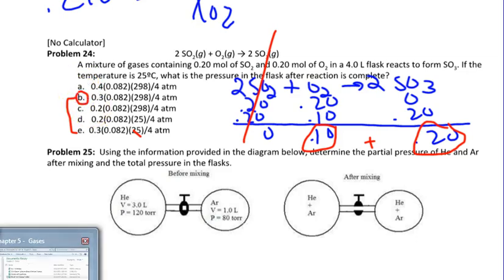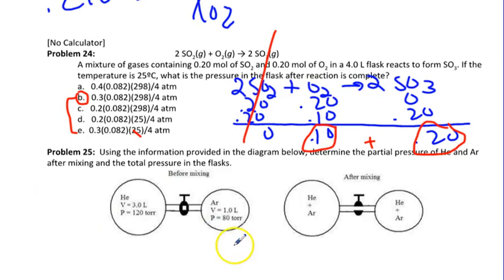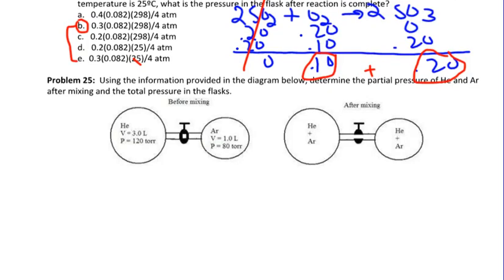I really do like the next question here. I've seen this before on AP exams, so we thought we better bring this back to you. So it says, using the information provided in the diagram below, provide the partial pressure of helium and argon after mixing and the total pressure in the flasks.